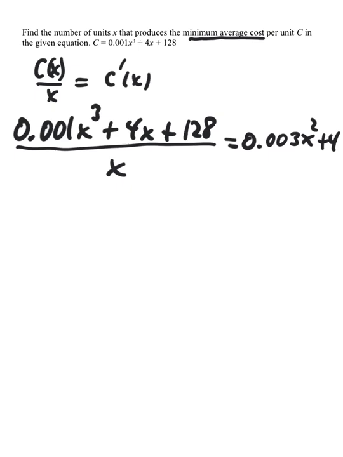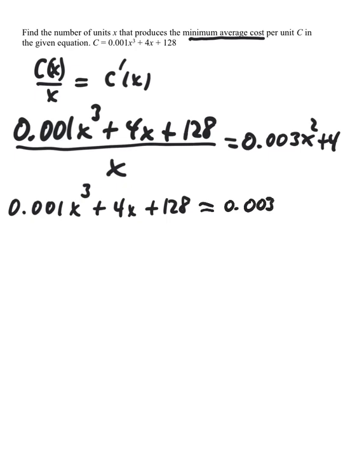Multiplying both sides of the equation by x, the x on the denominator for the left side is going to go away because x over x equals 1. So we're going to recopy the numerator. Multiplying the right side by x, we get 0.003x cubed plus 4x. Notice the 4x's on both sides. They're equal amounts, so they will cancel each other.